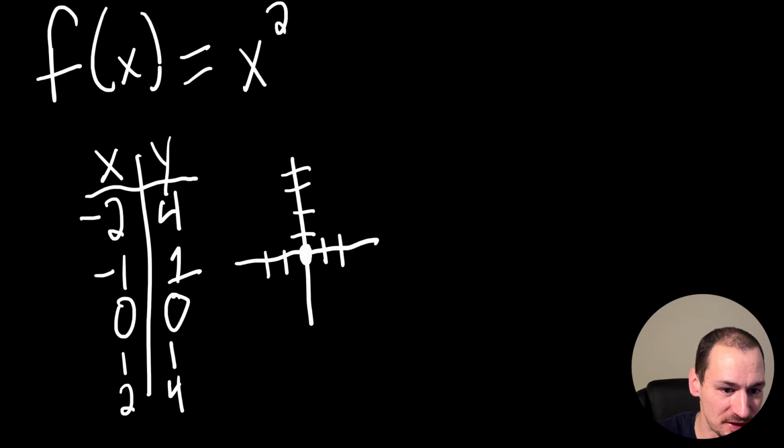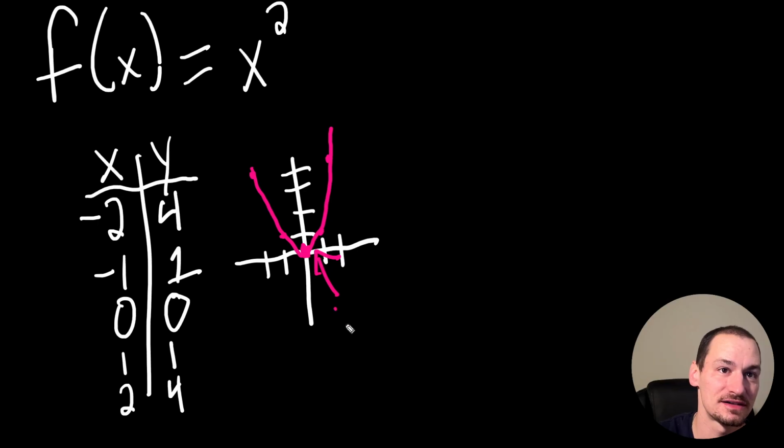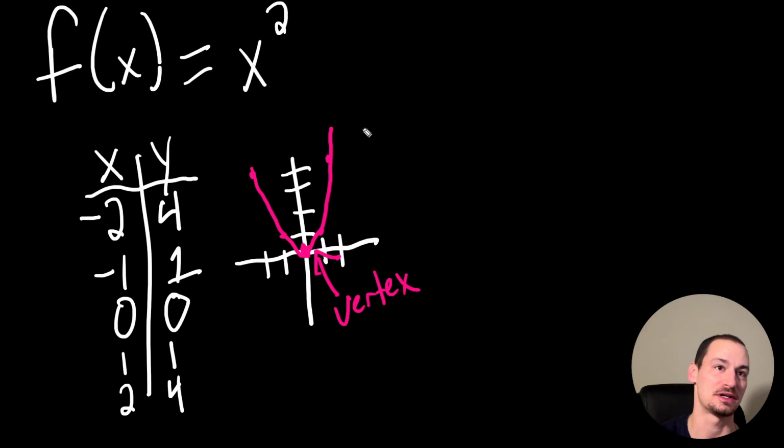Here, let me change my color just so we can see this a little bit more clearly. We're at 0, 0. We're at 1 over, 1 up. We're at 2 over, 4 up. We're at 1 back and 1 up, and then 2 over and 4 up as well. You can see that this makes the quadratic symmetrical, meaning it's the same on both sides. And this right here is called the vertex, which is the most important part of the quadratic.